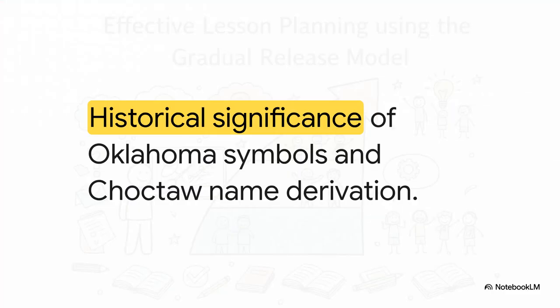The absolutely crucial starting point for any lesson is setting a crystal clear destination. For this third grade social studies unit, our primary goal is Priority Standard 3.1.3. We're teaching 8-year-olds to describe the historical significance of the Oklahoma state flag, the Great Seal, and to explain how the name Oklahoma is actually derived from the Choctaw language. It's a really rich, culture-heavy standard to tackle.